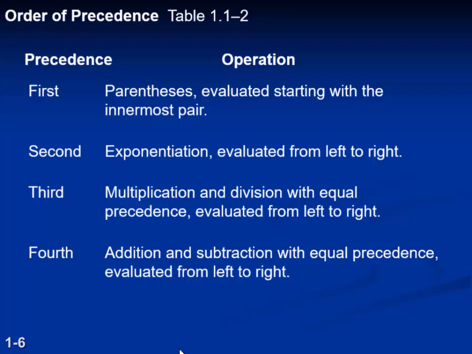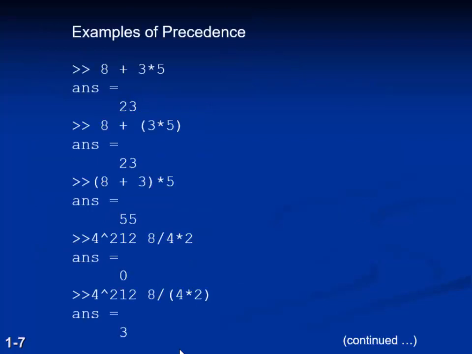Okay. This is just a series of examples, and again, this slide is actually messed up. But what he's showing here is that for the first one, 8 plus 3 times 5, I don't need the parentheses because the 3 times 5 is going to be done first. Multiplication is done before addition. But if I want to do the 8 plus 3 first, then I need to put parentheses.